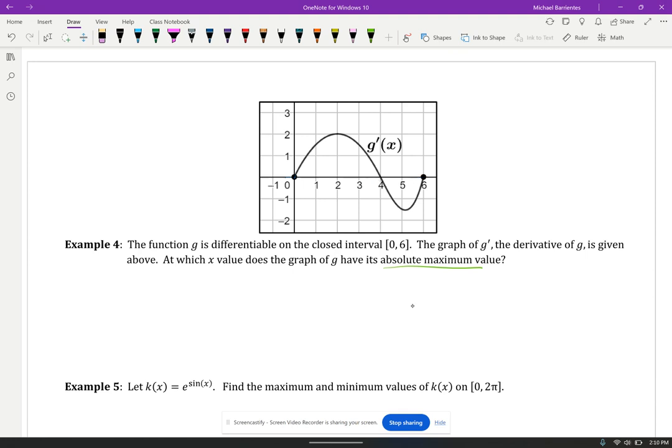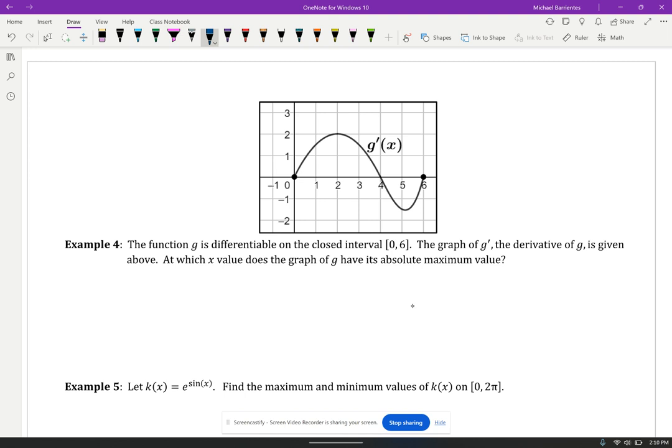All right, good people, here we go. We're looking at example 4. Example 4 switches it up a little bit because the graph that they give us is not the graph that they're asking about. So let's read the setup here.